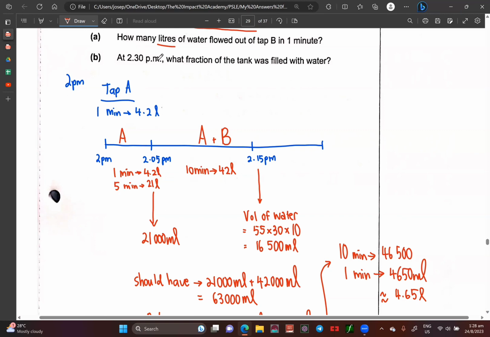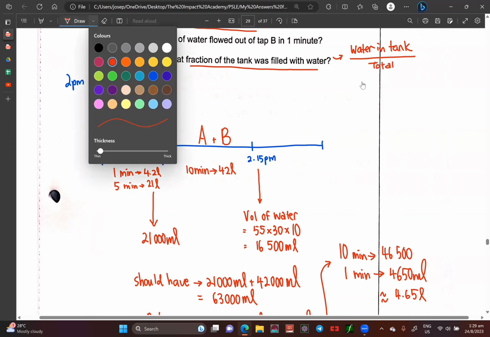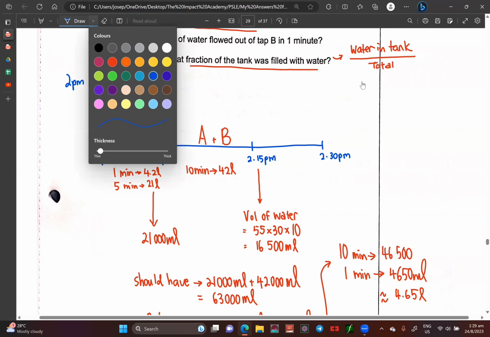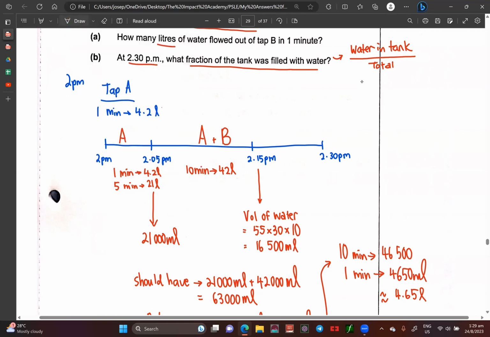In the next part of the question, it says at 2:30 p.m., what fraction of the tank was filled with water? Over here, I know that they want a fraction. So they are basically asking for water in tank over the total. That is what we are trying to find. Let's note down that this is 2:30 p.m. From 2:15 to 2:30, that is basically 15 minutes, isn't it?